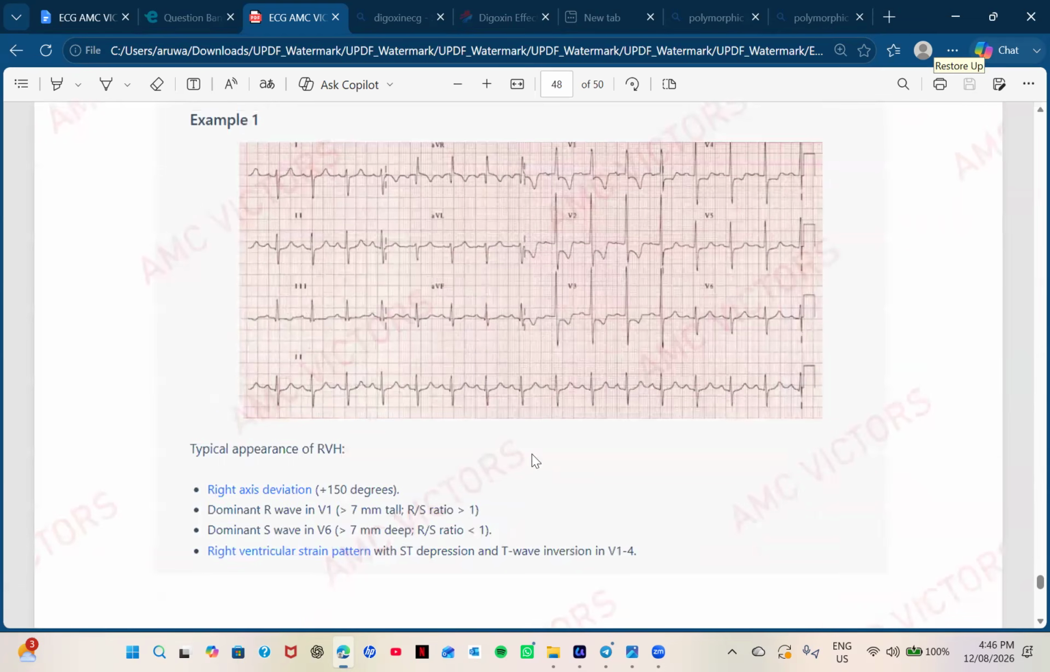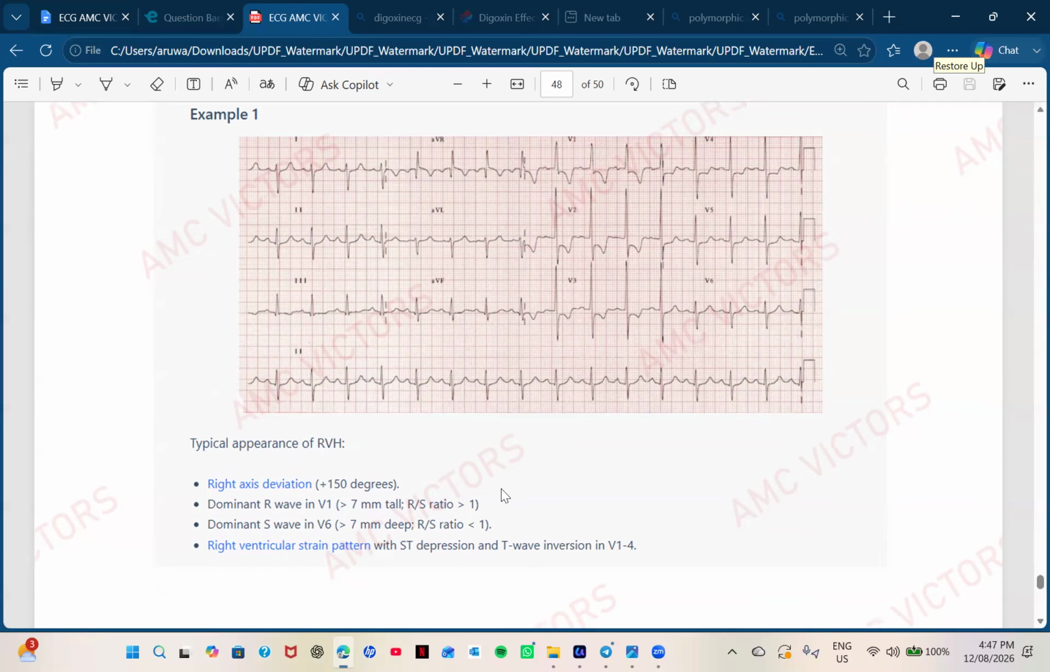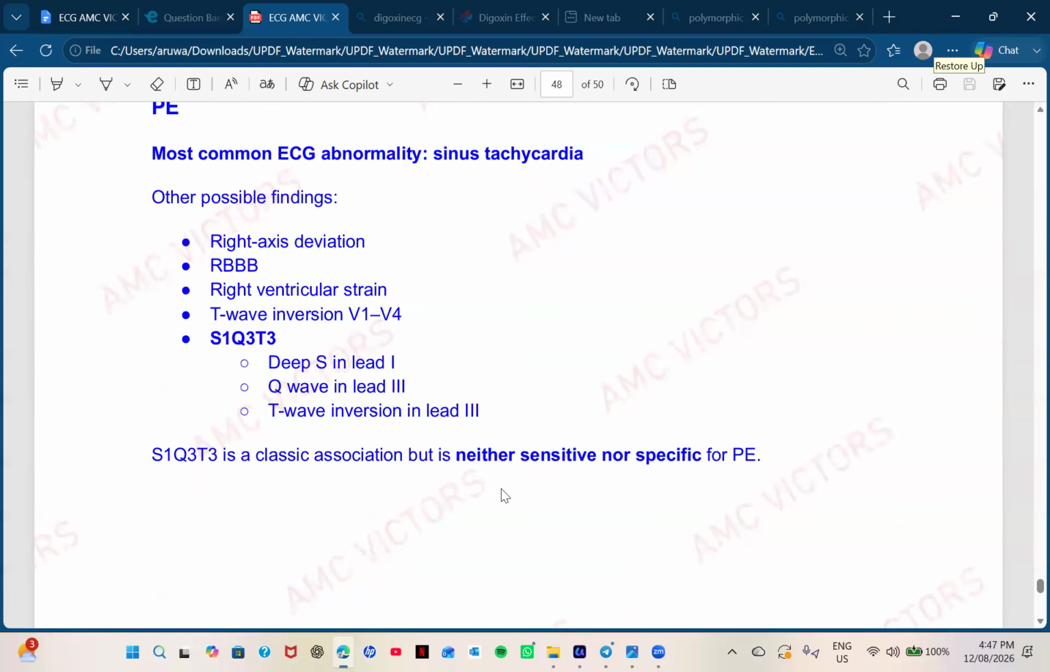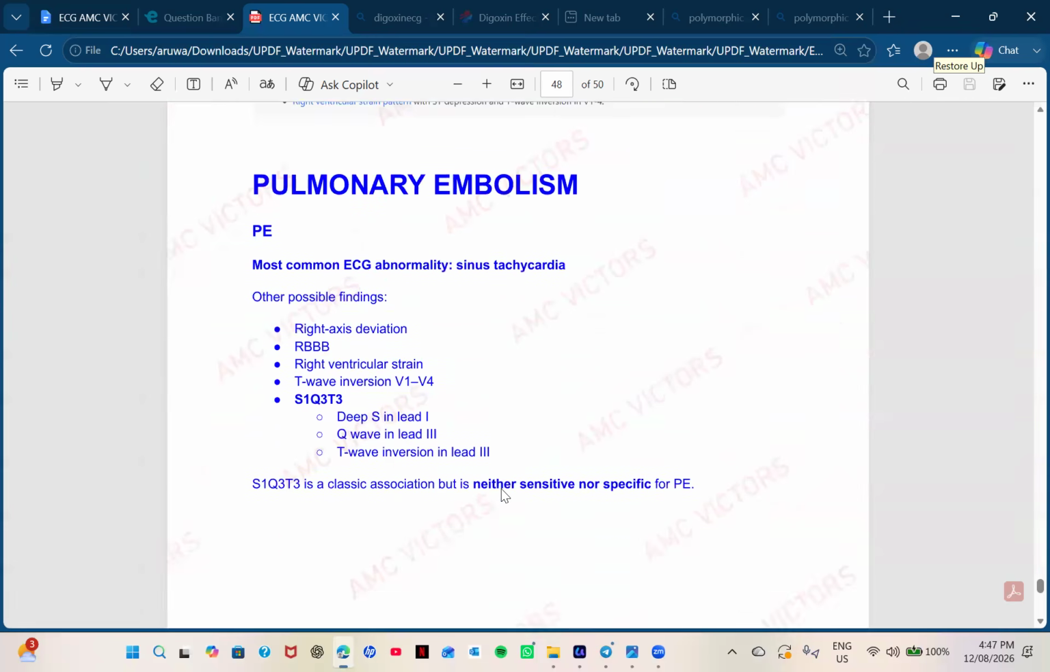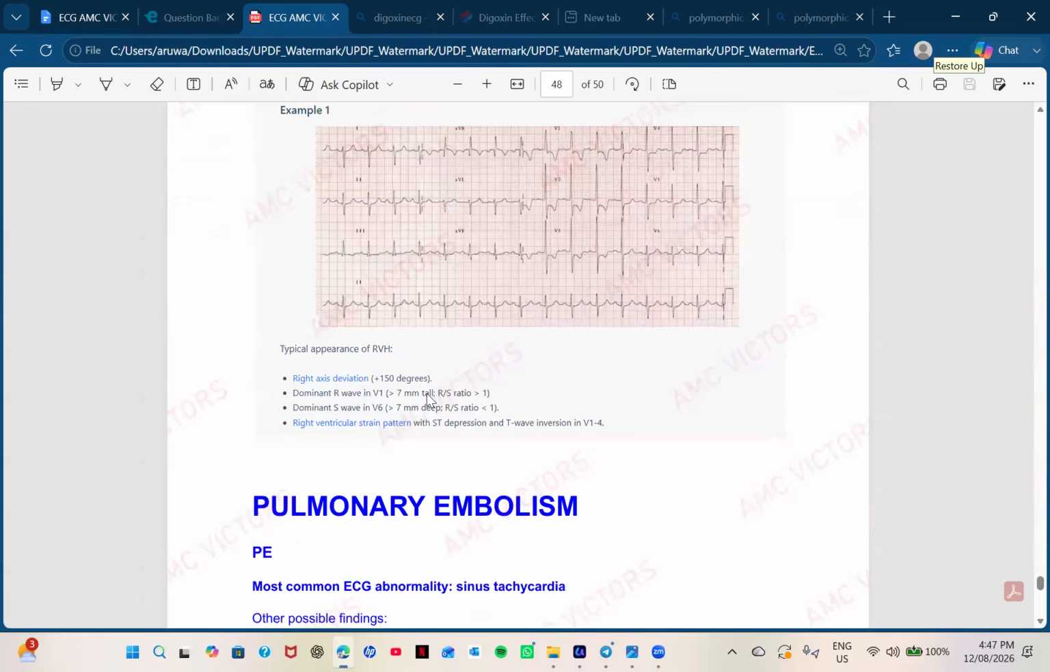And the dominant R wave in V1. Yeah, V1, the dominant R wave, and the dominant S wave in V6. Okay, the dominant S wave here. Yeah, you can see, right? More than 7 millimeters. Here, V1 also, more than 7 millimeters. I told you, when the height is increased, it means the voltage is high, right? Voltage is high. Okay, so keep the general idea like that.